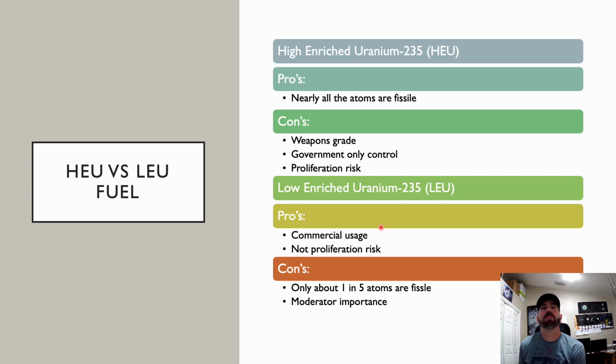Low enriched uranium, pros are it is allowed to be used commercially, and we do have it used commercially. This is the kind of fuel that we see in nuclear power plants. There's not, or a low, proliferation risk. Cons are that only about 1 in 5 atoms are fissile, so a moderator becomes much more important to increase the probability of chain reaction. So to date, most of the research is focused on the low enriched uranium process.